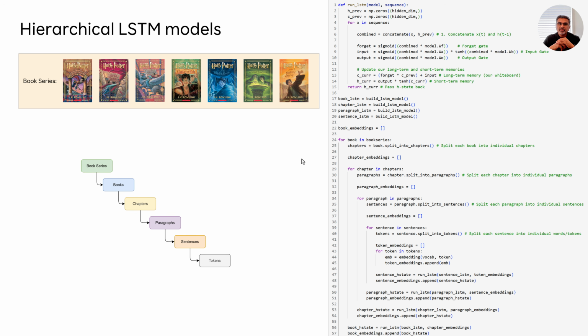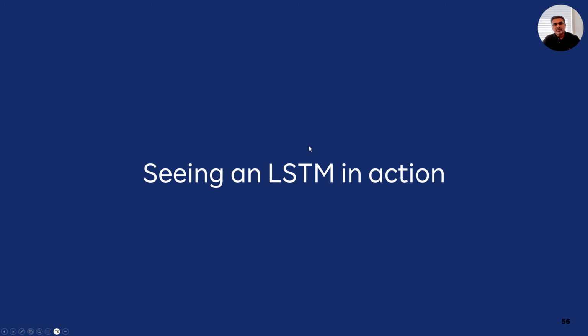Just like in the case of books, if you want to understand what has happened in this chapter, you would use the chapter LSTM. What's happening in this paragraph? You'll use the paragraph LSTM. What's happening in this book? You'll use the book LSTM. So that's how you need to think about data that has hierarchy built in. Okay. Now let's see an actual coding demonstration of how you would use LSTM in your own coding projects.